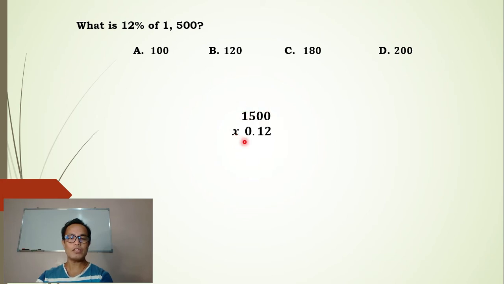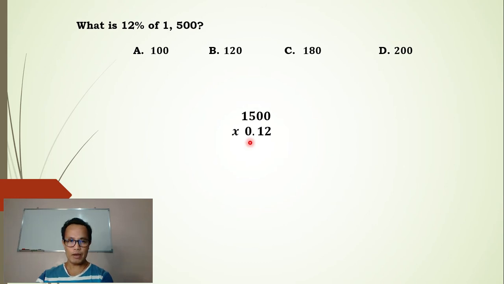1,500 times 0.12. 0.12 is 12%. So what we did here is that we changed 12% to decimal. We just simply move 2 decimal places to the left. So our point is located here. We move 2 decimal places to the left, that is 1, 2. That is 0.12. So 0.12 is just equal to 12%. So again, we just simply change 12% to decimal, and that is 0.12.